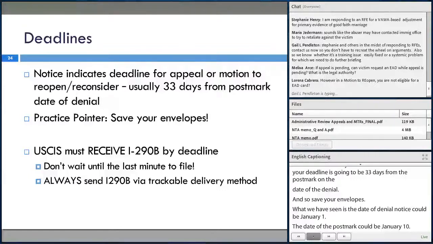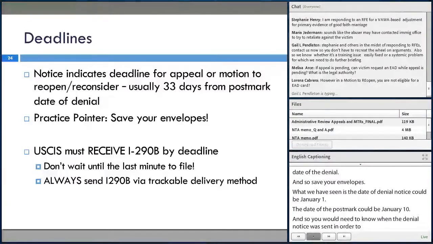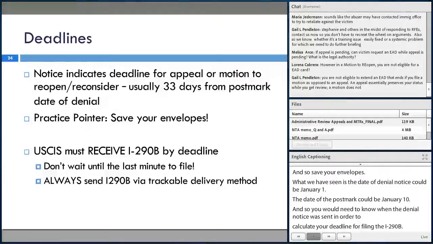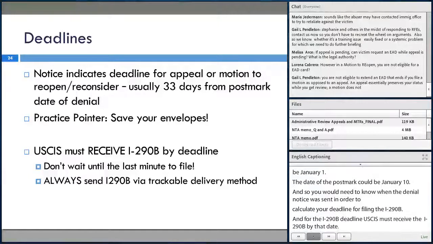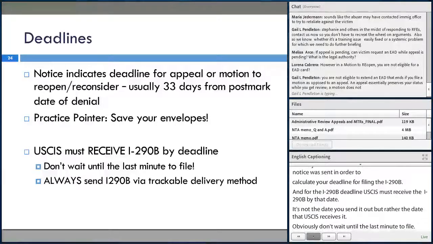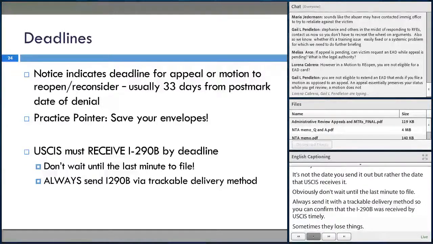And for the I-290B deadline, USCIS must receive the I-290B by that date, right? So it's not the date that you send it out, but rather the date that USCIS receives it. And so obviously don't wait till the last minute to file, and always send it with a trackable delivery method, right? So that you can confirm that the I-290B was received by USCIS timely, because sometimes they lose things, and so you would want to be able to have a tracking mechanism so that you can fight back if they say that they didn't get something on time and you know that they did. Okay. All right.